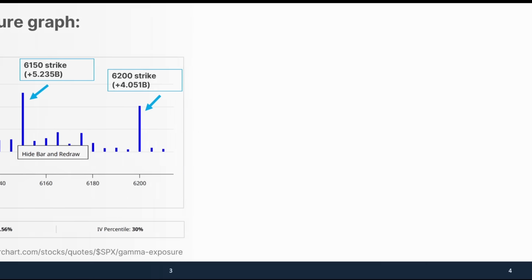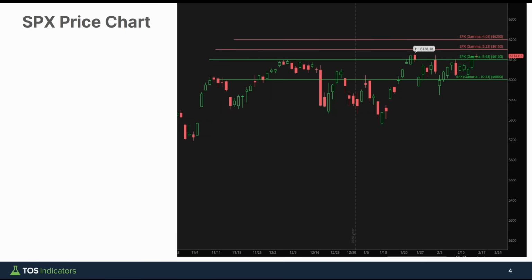Now let's bring this together on a chart of SPX. I've drawn out all 4 levels. Price is currently 6114. We have that 6100, 6150, and 6200. All 3 of these are positive gamma exposures, suggesting that as we're in this, we would expect to see choppy price action, which is what I think we're likely to see. 6050 is down here, which is the first place that gamma exposure goes negative.